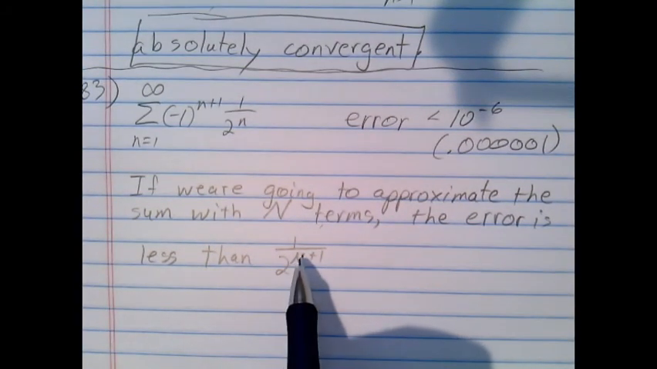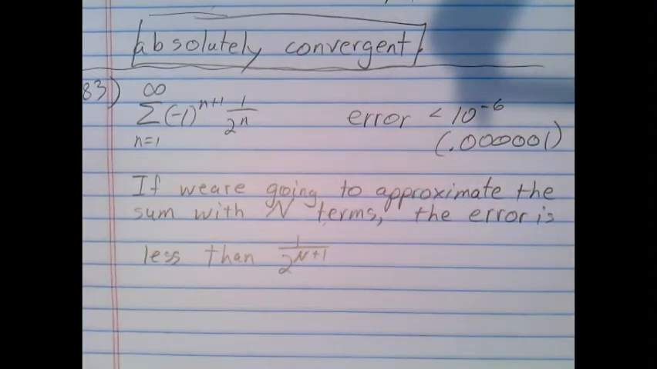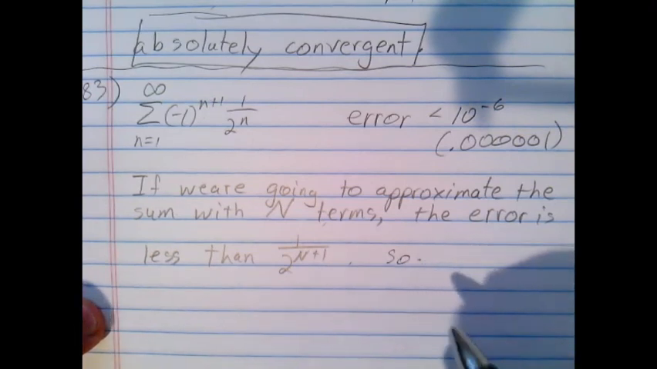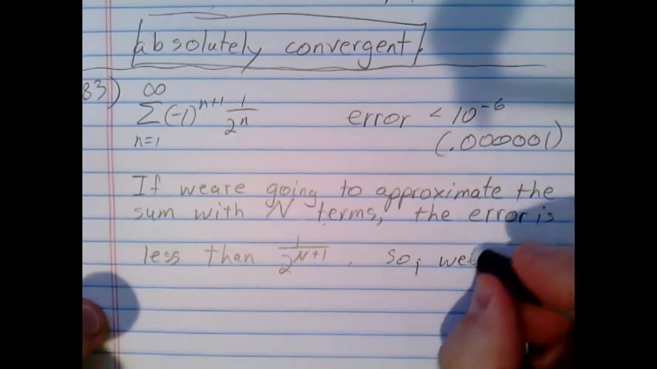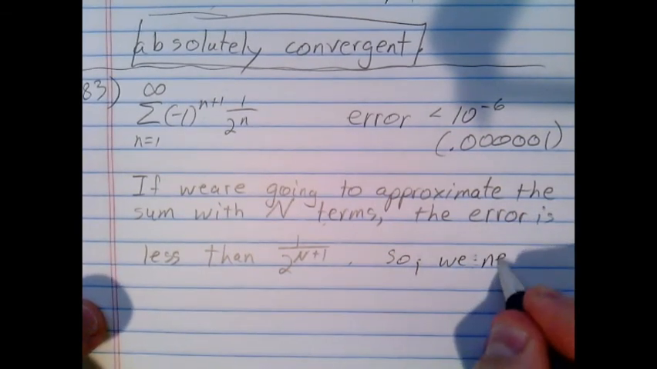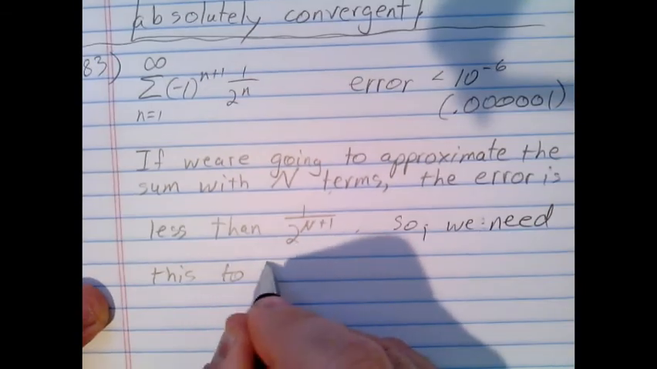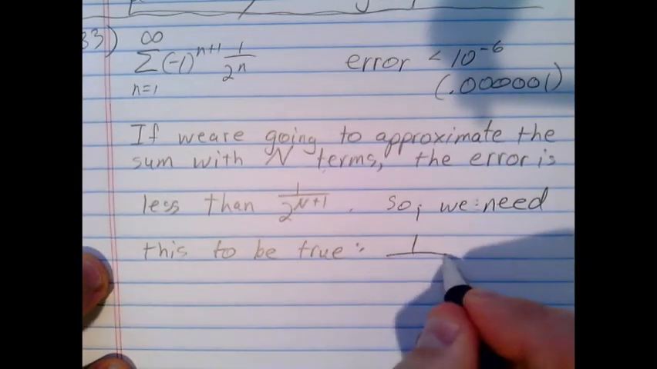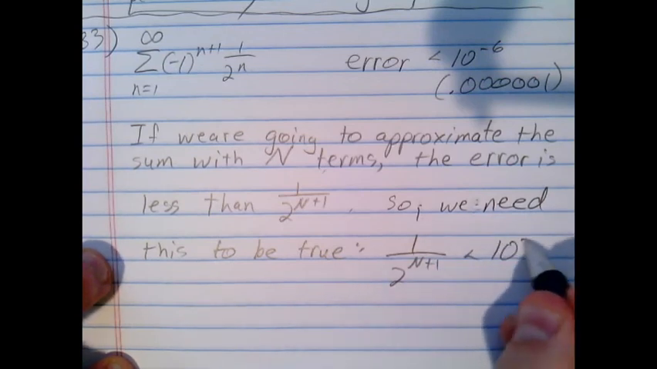Okay, our error is going to be less than that. So if we make that less than 10 to the negative 6, that'll make our error less than 10 to the negative 6. Okay, so we only have one E in it. We need this to be true. We need the 1 over 2 to the N plus 1 to be less than 10 to the negative 6.